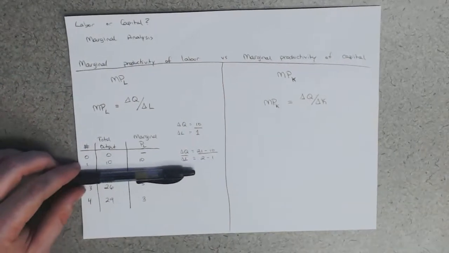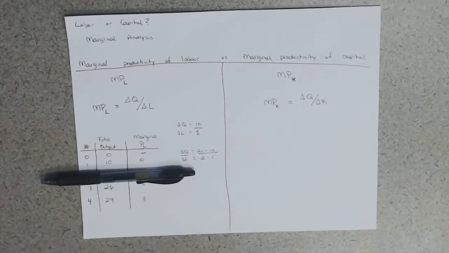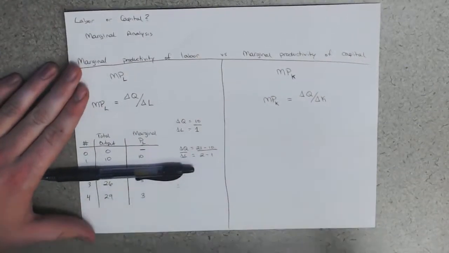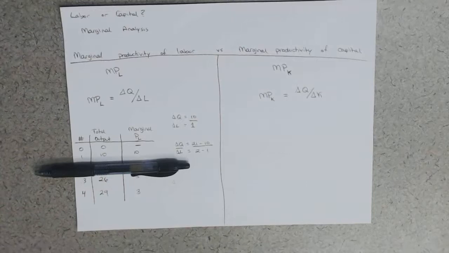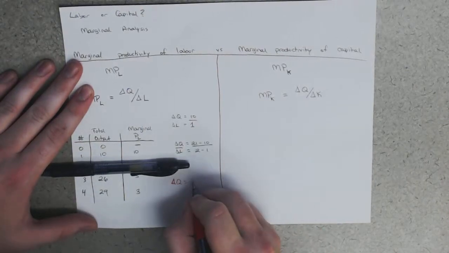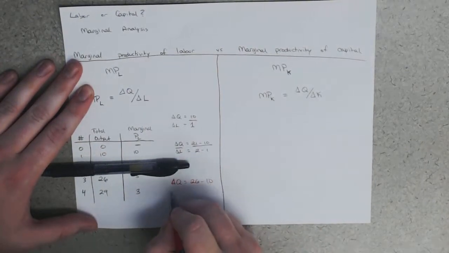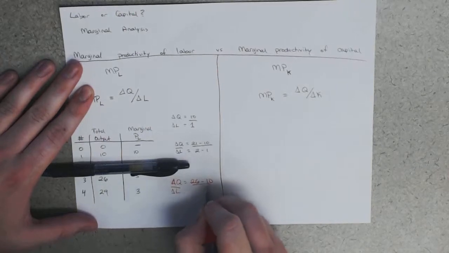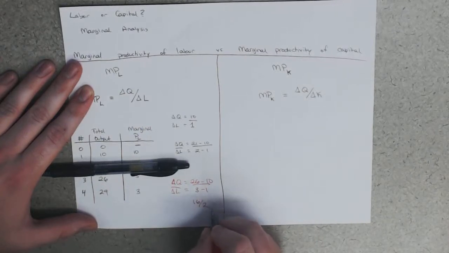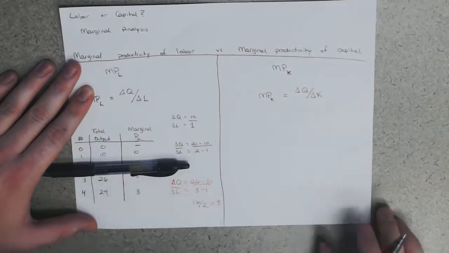Let me get a second pen. I can actually do this. All right, so second pen, we'll do it in red. All right, so change in, oh, this is too small. Get a bigger pen for you. There we go. So change in quantity is equal to 26 minus 10. Change in labor is equal to 3 minus 1. So that is 16 divided by 2, which equals 8, right?